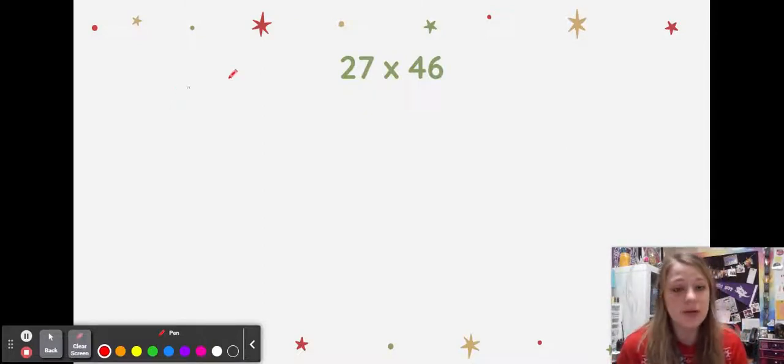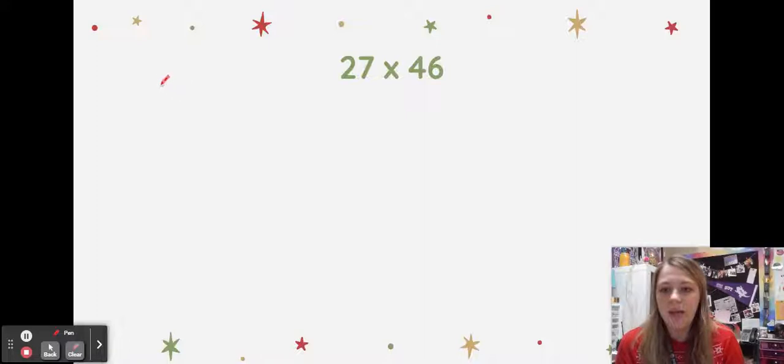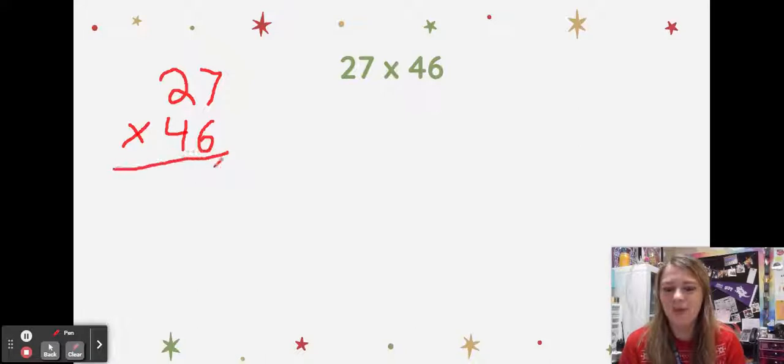So let's start with the standard algorithm. We are doing 27 times 46. When I am setting it up with the standard algorithm, you need to rewrite it vertically. We have to have our 27. I have not gotten any better at writing numbers on this. I am so sorry. We have 27 times 46. Okay, rewrite it vertically. It's a very bad line.